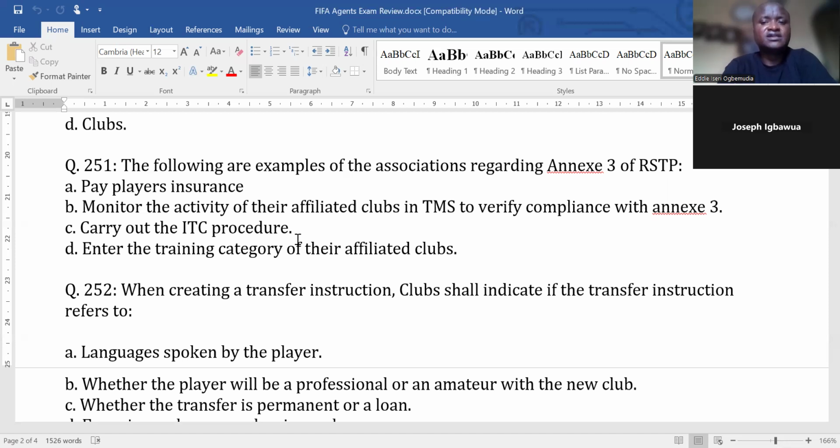Okay. Also, the association has the responsibility to enter the training category of the clubs that are affiliated to them. Remember, I shared with you yesterday that the training category determines how much that a club will pay for training. Maybe if they sign a player, how much they will pay for the training compensation. And it's actually determined by the amount they invest in their club. So the amount they've invested over time is a determinant of how much they will be paying those that are entitled to training compensation.